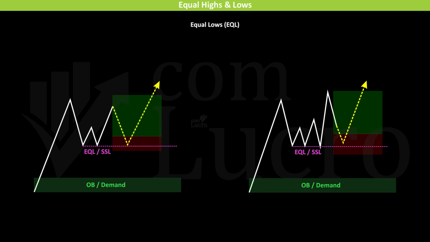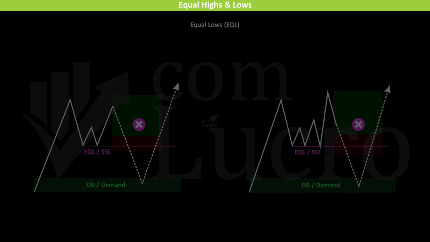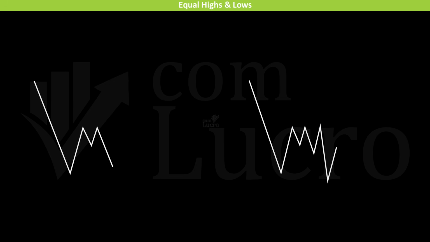If a demand area exists below the equal lows, there is a strong possibility that price may break below the level, sweep the liquidity, and then push higher. This is one of the key trading patterns inside smart money concepts: waiting for price to take retail traders' stop losses, and then looking for an entry from the demand area. The same idea applies in a bearish market.